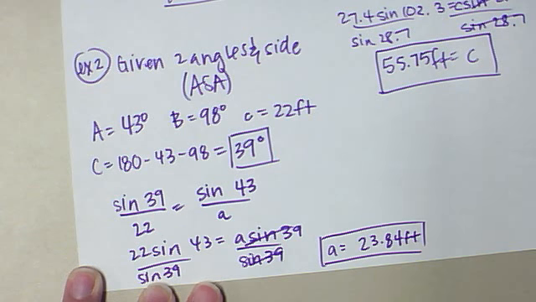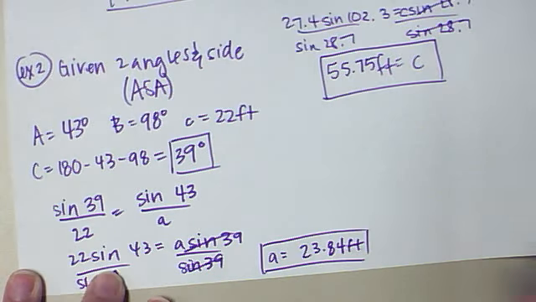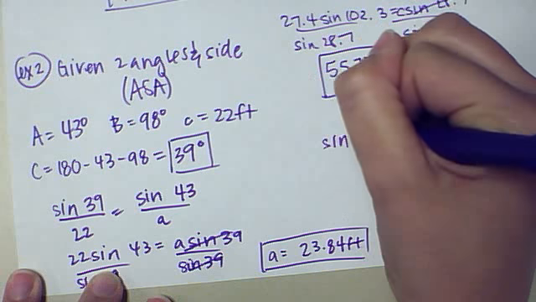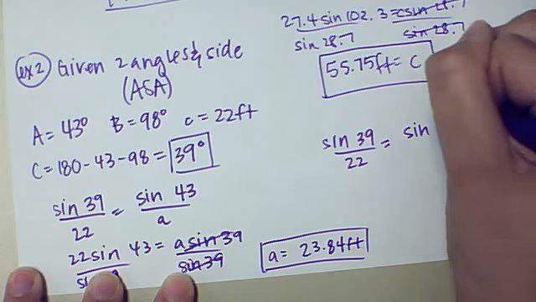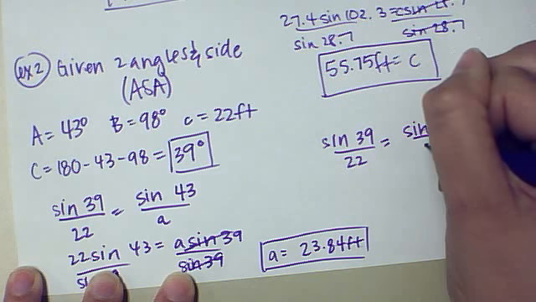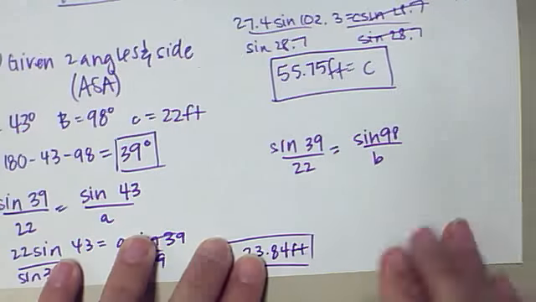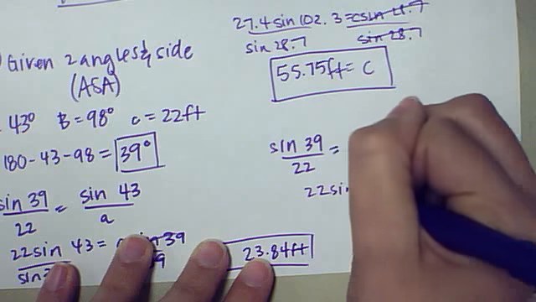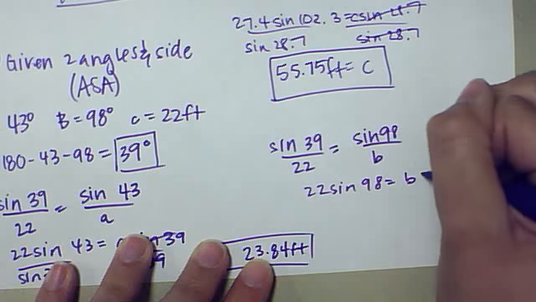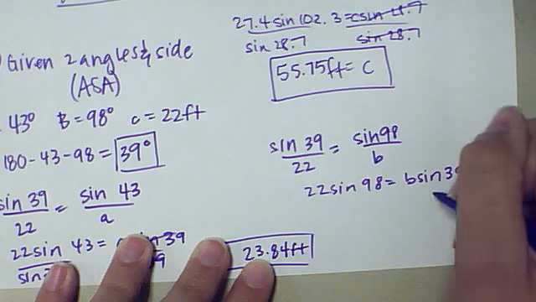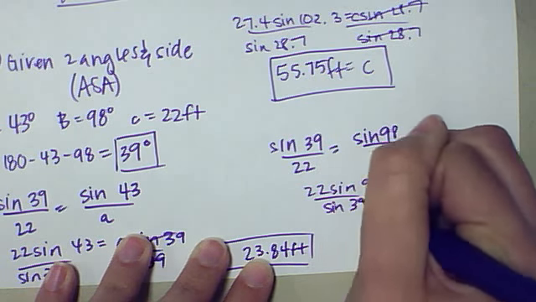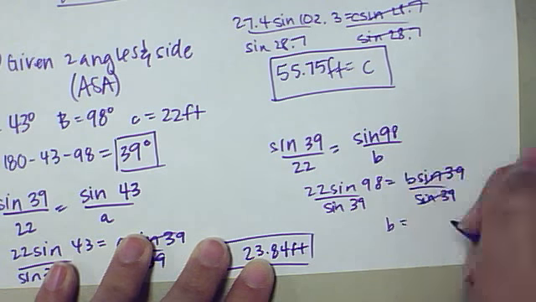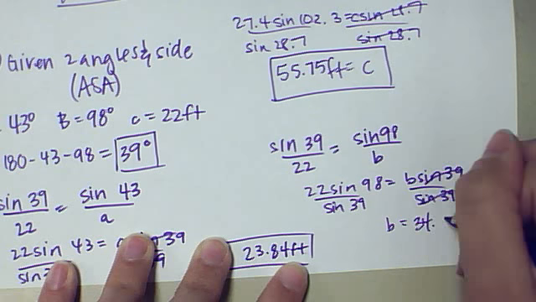And now I've got all but one side. Okay, so to find that last one, again, I'm going to use the same process. The sine of 39 over 22 equals the sine of 98 over B. That's little b for that side. 22 sine 98 equals B sine 39. Divide both sides by sine of 39. And B is equal to 34.62.